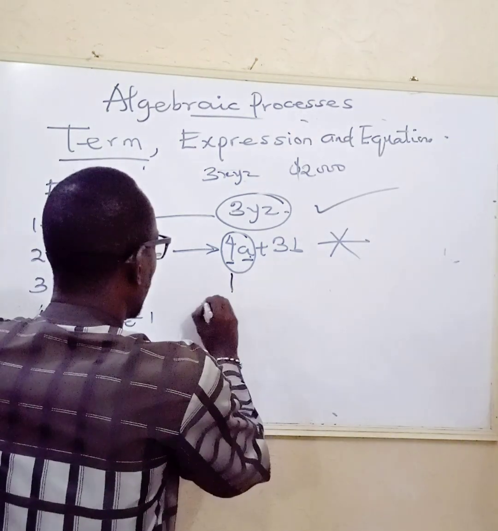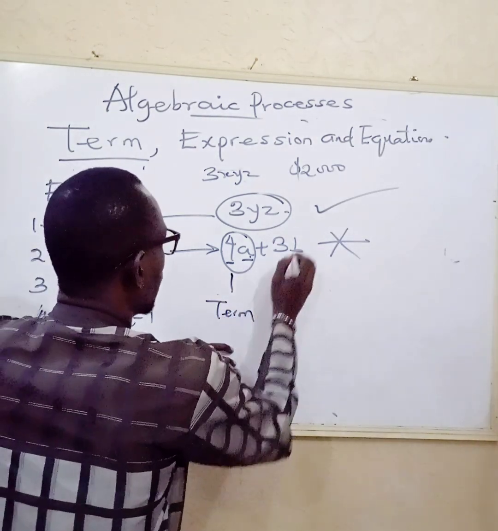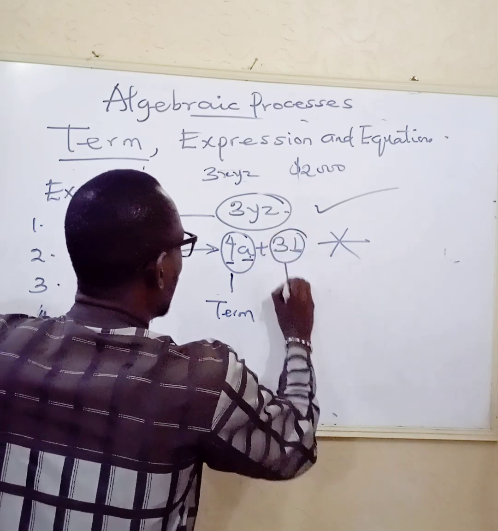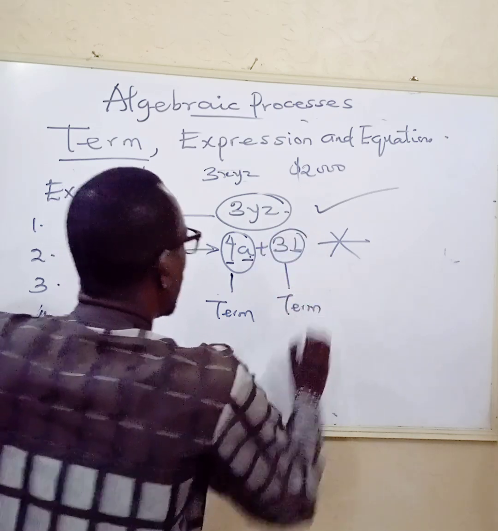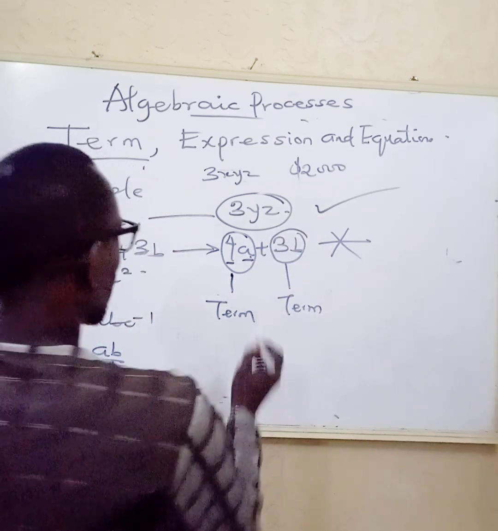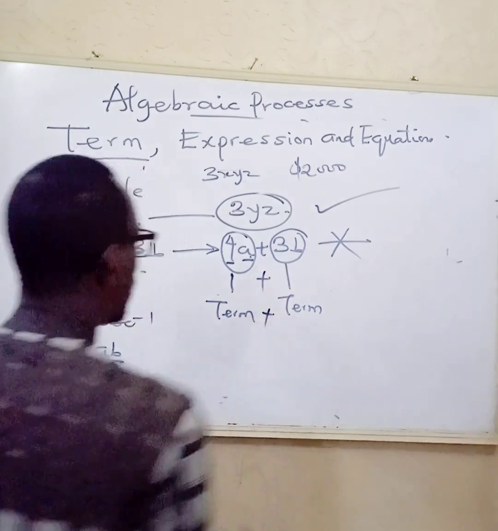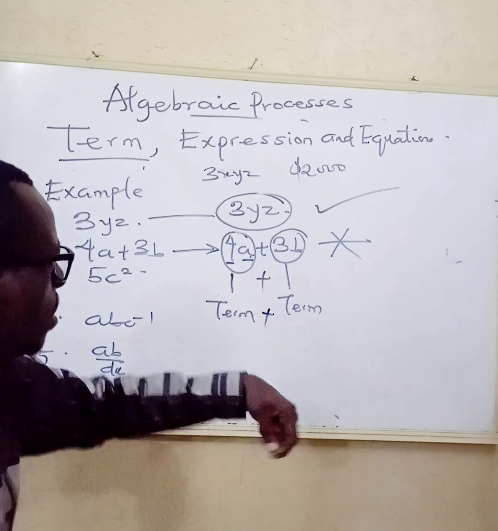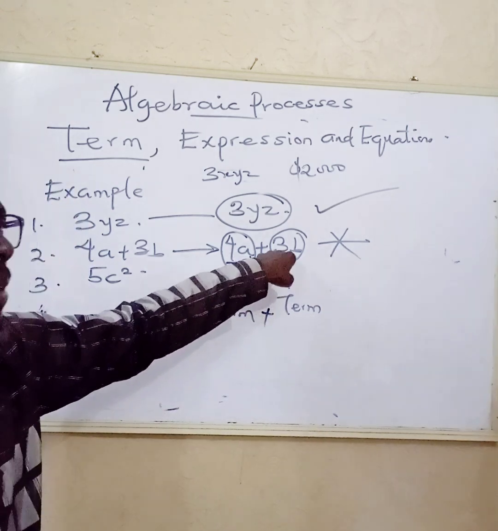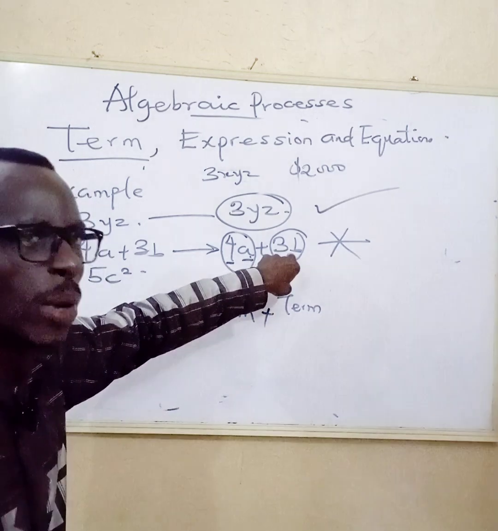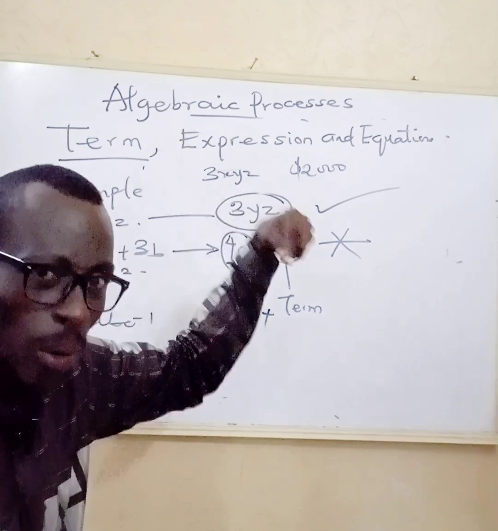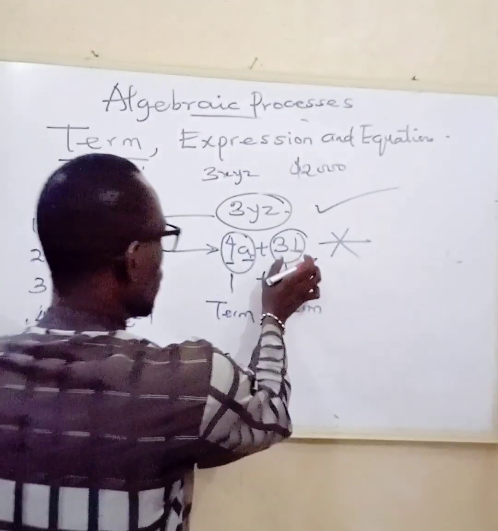This is a term. This is another term. But there is an operator, positive, here. This is positive. Because let us look into this now. This is 3. This is a term. B is also a term under the operator multiplication. This makes this a term.